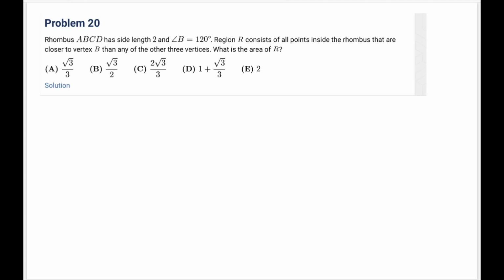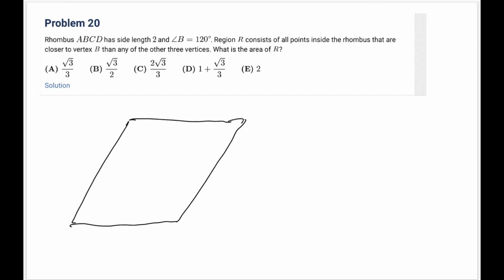Problem number 20. Rhombus ABCD has side length 2 and the angle at B is 120 degrees. Region R consists of all points inside the rhombus that are closer to vertex B than any of the other 3 vertices. What is the area of R? So first let's draw this rhombus. A, B, C, D, since it did say that B is 120 degrees. D. And so this is 120 degrees, and so this would be 60, this would be 60. If you cut this in half, this would be 60 and 60.